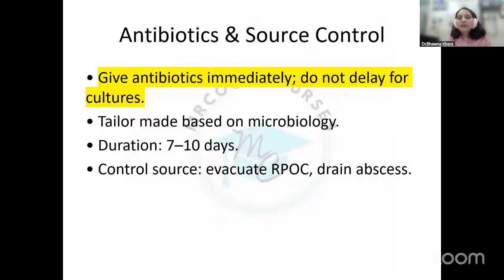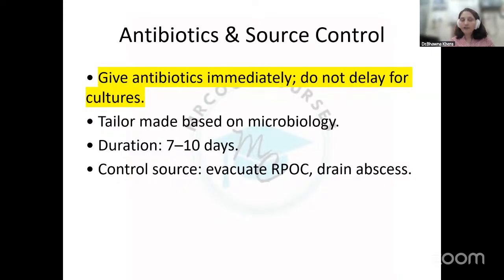Now, the antibiotic and the source control. What to do? Give antibiotics immediately. Do not delay for culture. Broad spectrum antibiotics need to be used. So what do broad spectrum antibiotics include? Piperacillin, tazobactam, meropenem can be given, and clindamycin combinations. They can be used as broad spectrum antibiotics when we do not have any cultures, because we will not be waiting for cultures to start the antibiotics, right? So give antibiotics immediately.